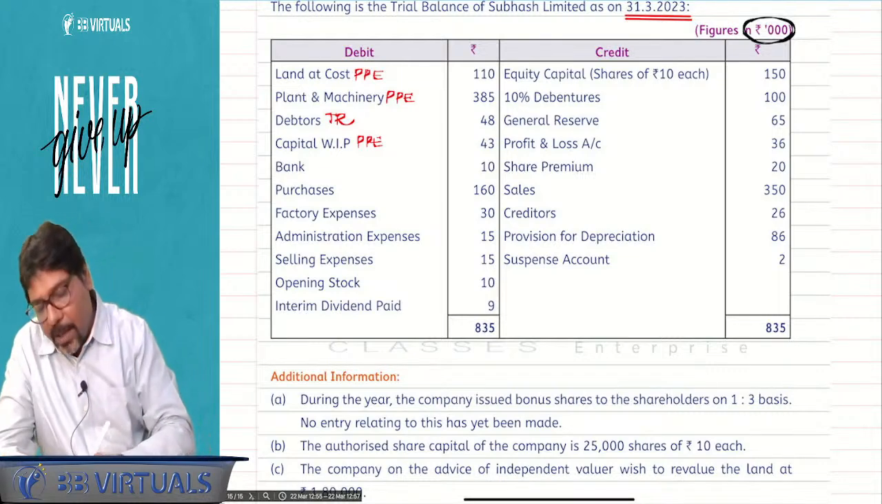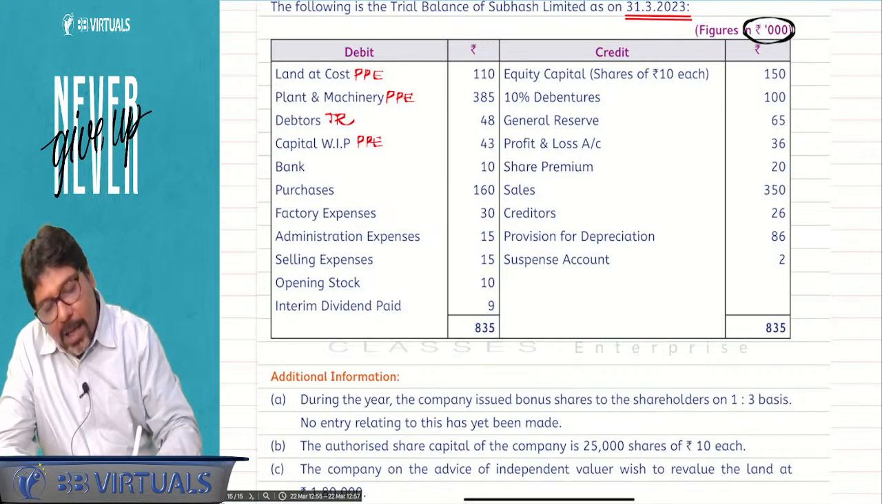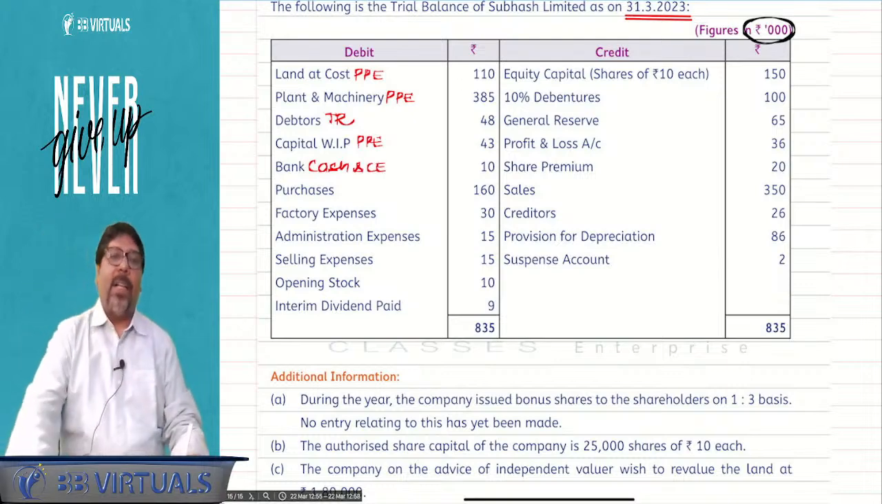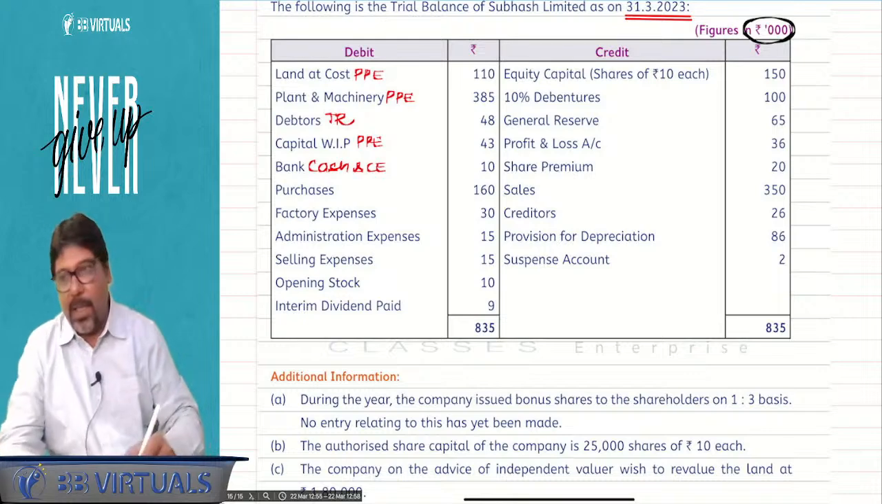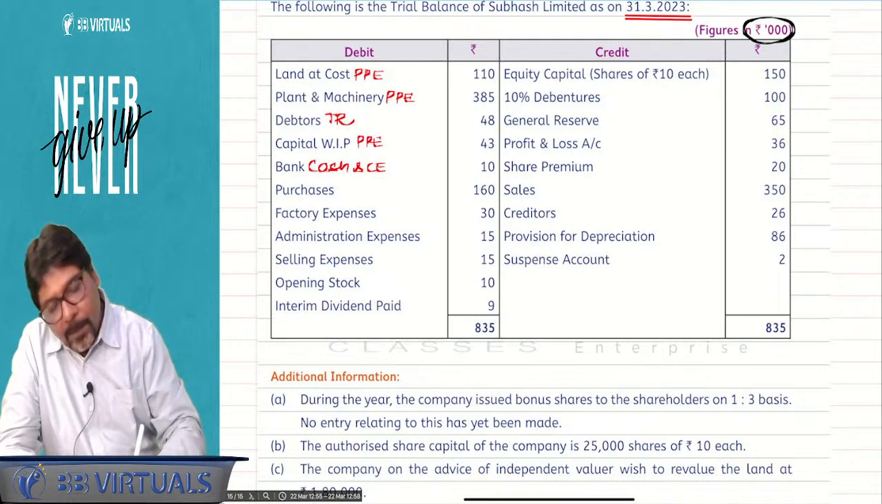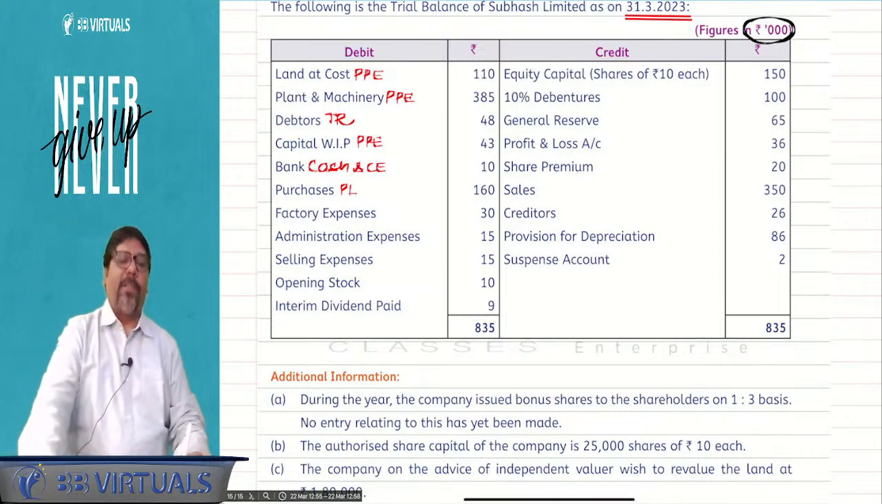Bank will go in balance sheet as what? Cash and cash equivalent. Purchases. There is raw material, no raw material. So this will go in P&L as purchases of stock in trade. Factory expenses.